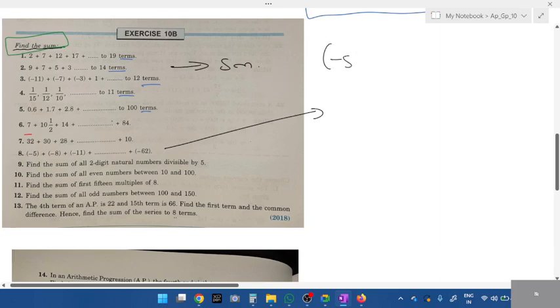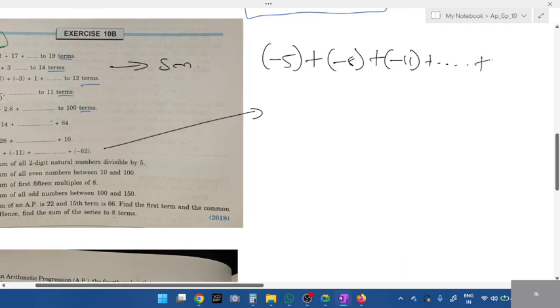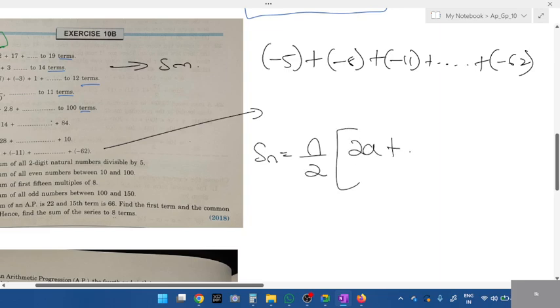Look at this: -5 plus -8 plus -11. It goes on up to -62. We need to find the sum. S of n is equal to, what's the formula? n divided by 2 into 2a plus (n-1) into d.